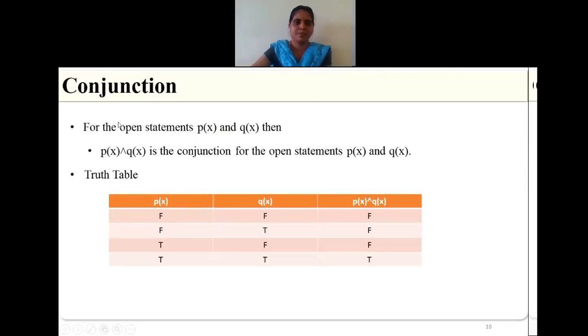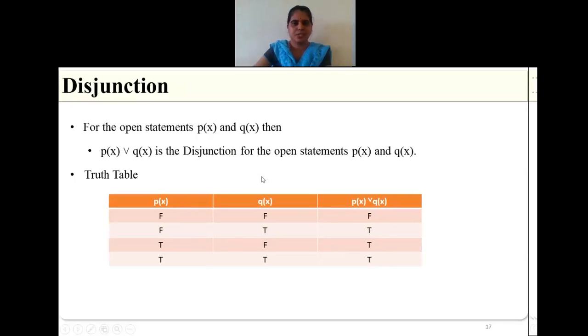Similarly for conjunction, if we have open statements P of x and Q of x, then P of x conjunction Q of x gives this truth table. Only when both open statements have truth value true is the result true; in all other cases it is false. Same for disjunction here. We can see that when the truth values of both input open statements are false, the result will be false. In all other cases it is true.